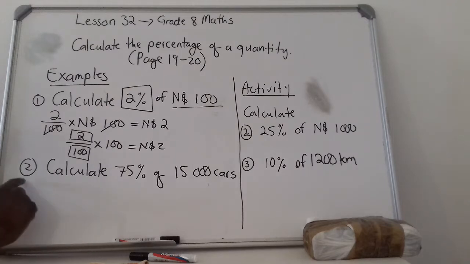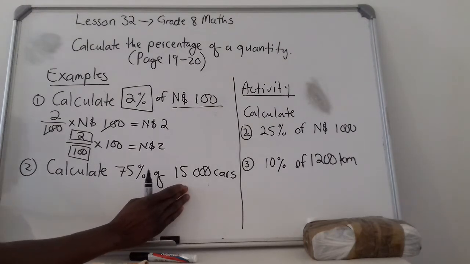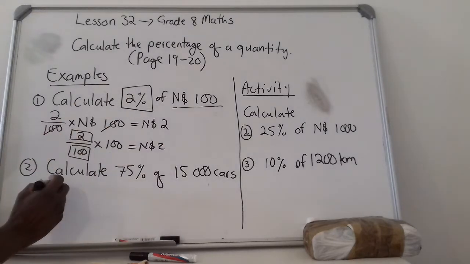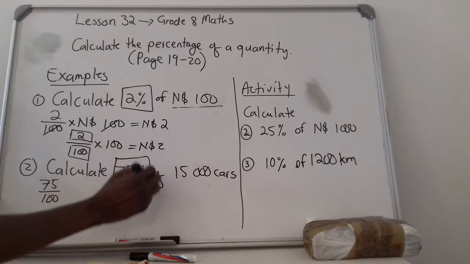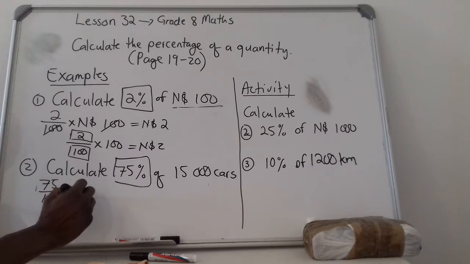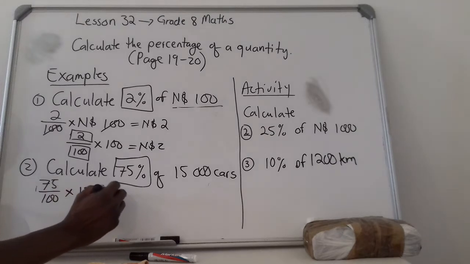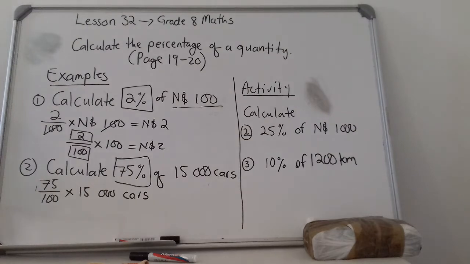So part 2, we want to calculate 75% of 15,000 cars. Okay, 15,000 cars. So what do we say? 75 over 100. Remember that this is 75%. So I can write 75% like this, or I can write it like this. Then I multiply that by 15,000 cars. Okay. All right.